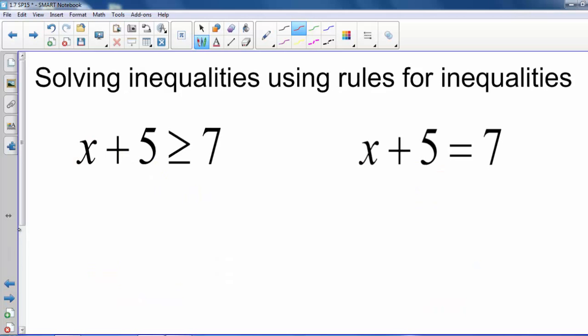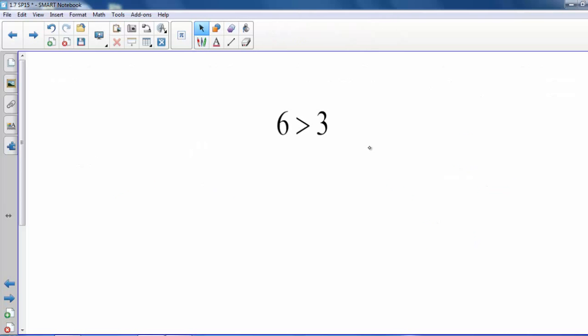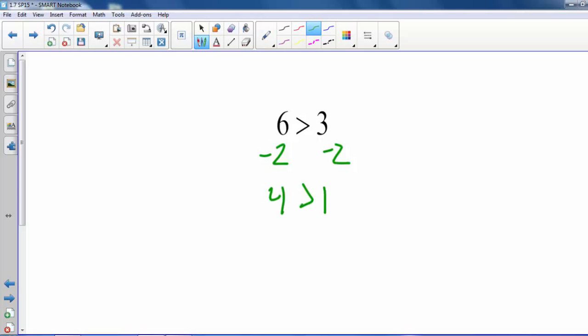So let's solve an inequality using the rules for inequalities. So if we are going to solve this equality, we would subtract 5 from each side to get x equals 2. So can we do the same thing with an inequality? Can we subtract 5 from each side? If we just looked at 6 is greater than 3, what would happen if we were to subtract 2 from each side? Is 4 still greater than 1? Yes.